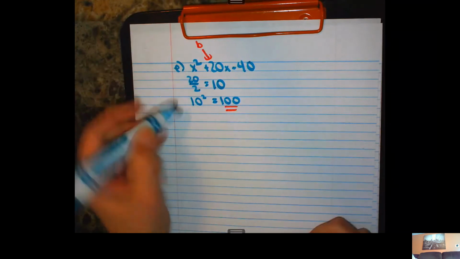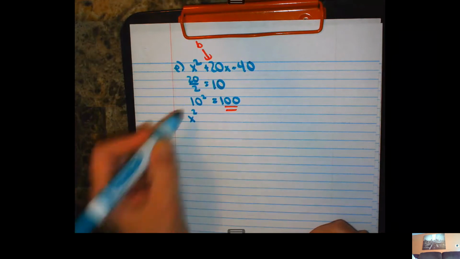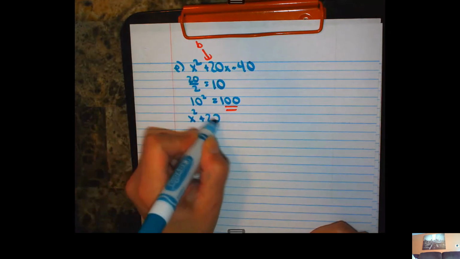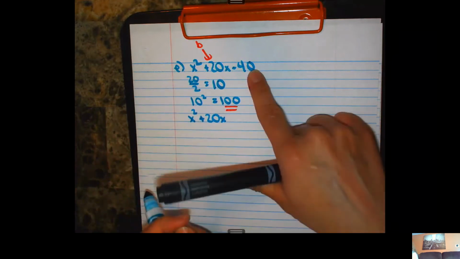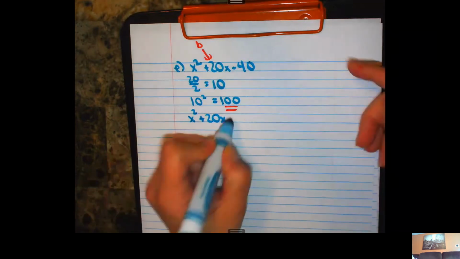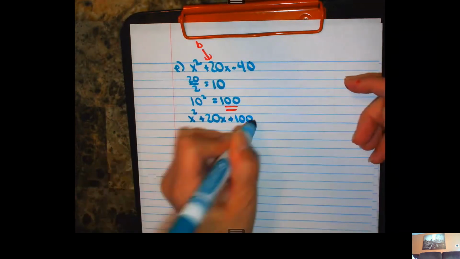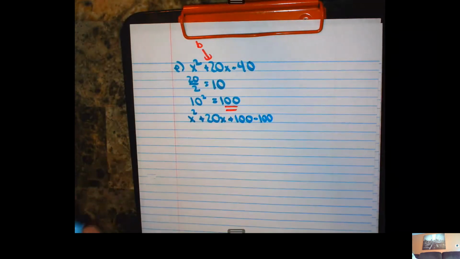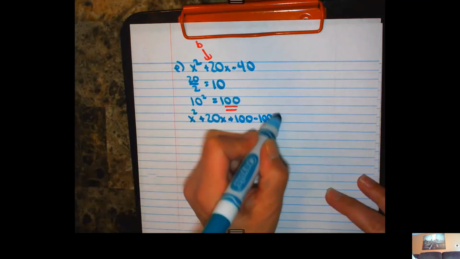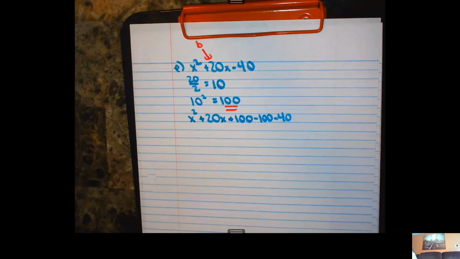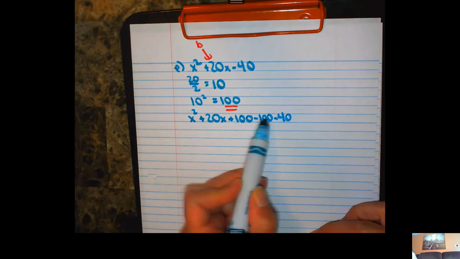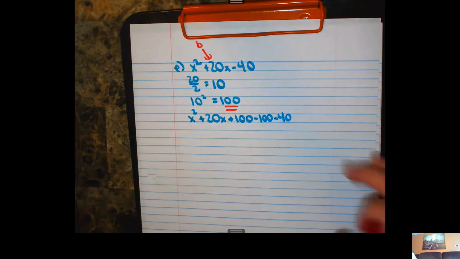So we're going to bring down the original two terms, x squared plus 20x. In front of this, to make it a perfect square, we're going to add 100, but don't forget to subtract 100. And then we're going to bring down the minus 40 that it originally was. Remember, we can add these in because it just cancels out if we were to rewrite it.